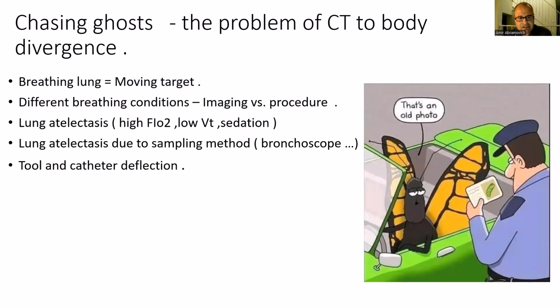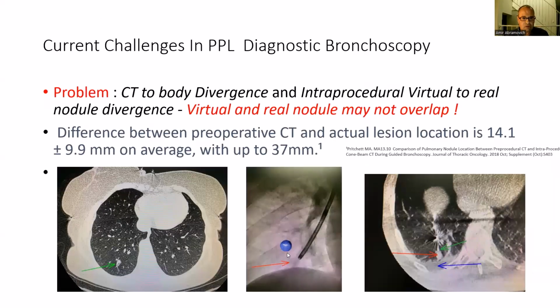So the breathing lung is a moving target. There are different breathing conditions between imaging and procedure. We get lung atelectasis because of FiO2, low tidal volume, sedation. We have lung atelectasis due to the sampling method, which is in fact wedging the bronchoscope, and we have tool and catheter deflection. So the problem is CT to body divergence and intraprocedural virtual to real nodule divergence. So the virtual and the real nodule may not overlap.